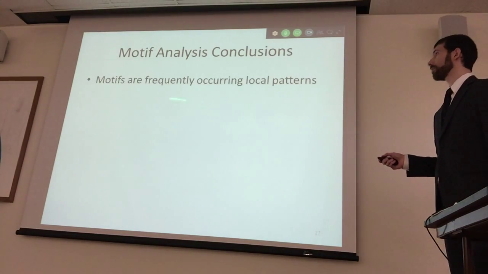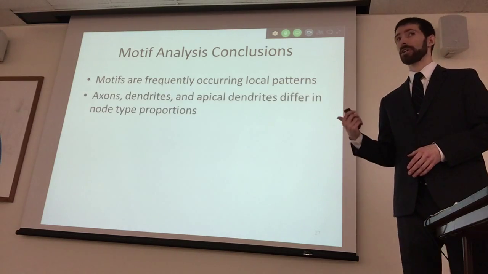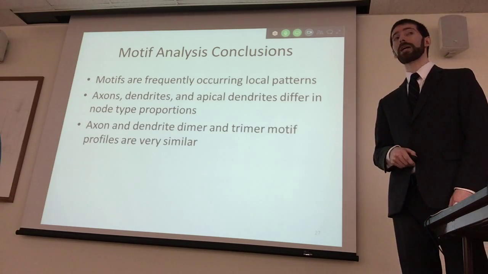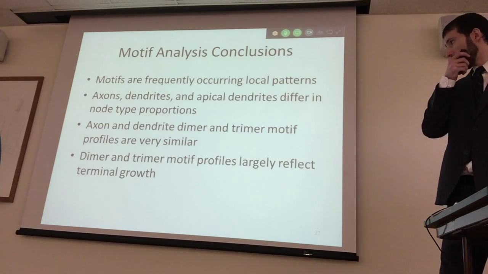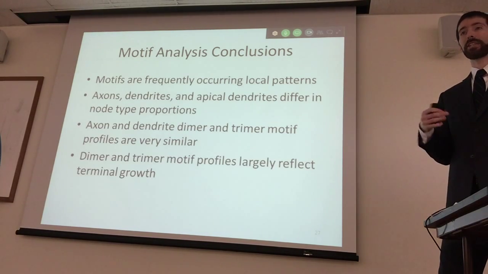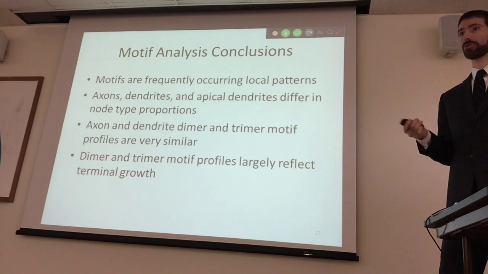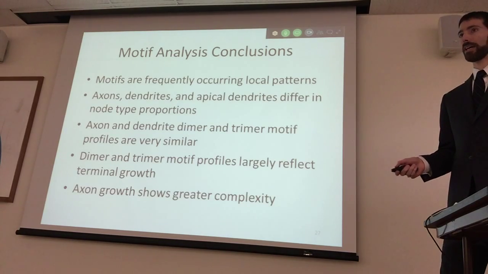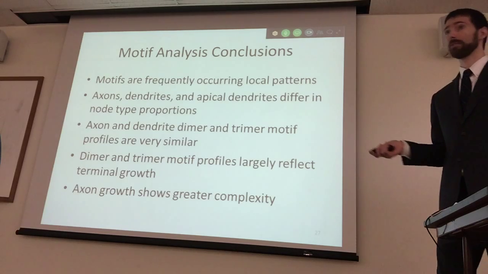So in conclusion, motifs are those frequently occurring local patterns. Axons, dendrites, and apical dendrites differ a lot in those node type proportions, but axons and dendrites are a lot more similar when we're looking at dimers and trimers and so on. And a lot of these are really reflecting terminal growth, whereas the apical dendrites, I didn't show this, are much more reflecting a segmental growth process. But really, for those axons, there's certainly more to look at there. There's more than just the terminal growth. But that is a bigger trend than I think we would have expected starting off.